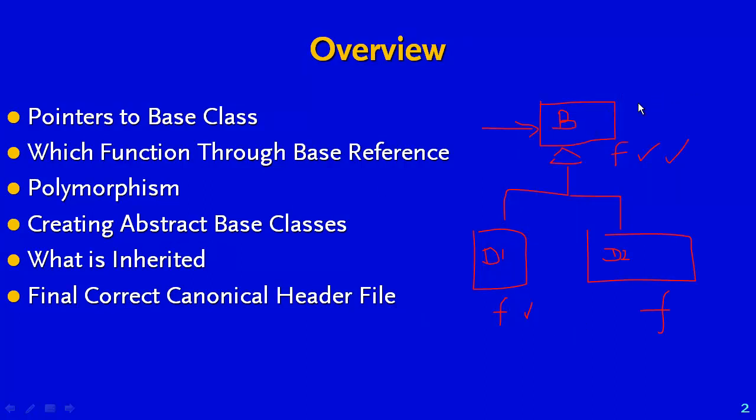We have abstract base classes. Sometimes you can have abstract base classes B here, where you cannot create objects of the base class. And we will see what the implications are. And finally we will discuss what the correct canonical header file is. What's the minimum header file you need to create for a class?